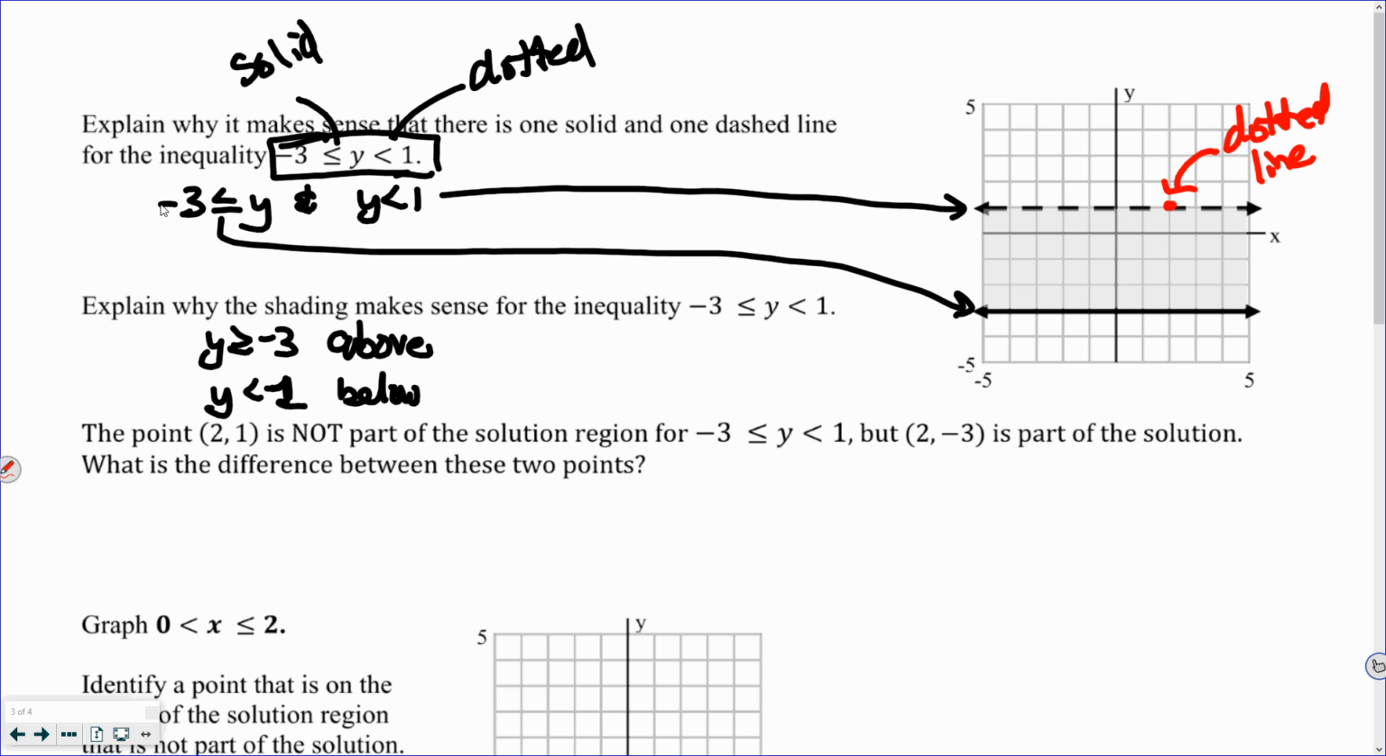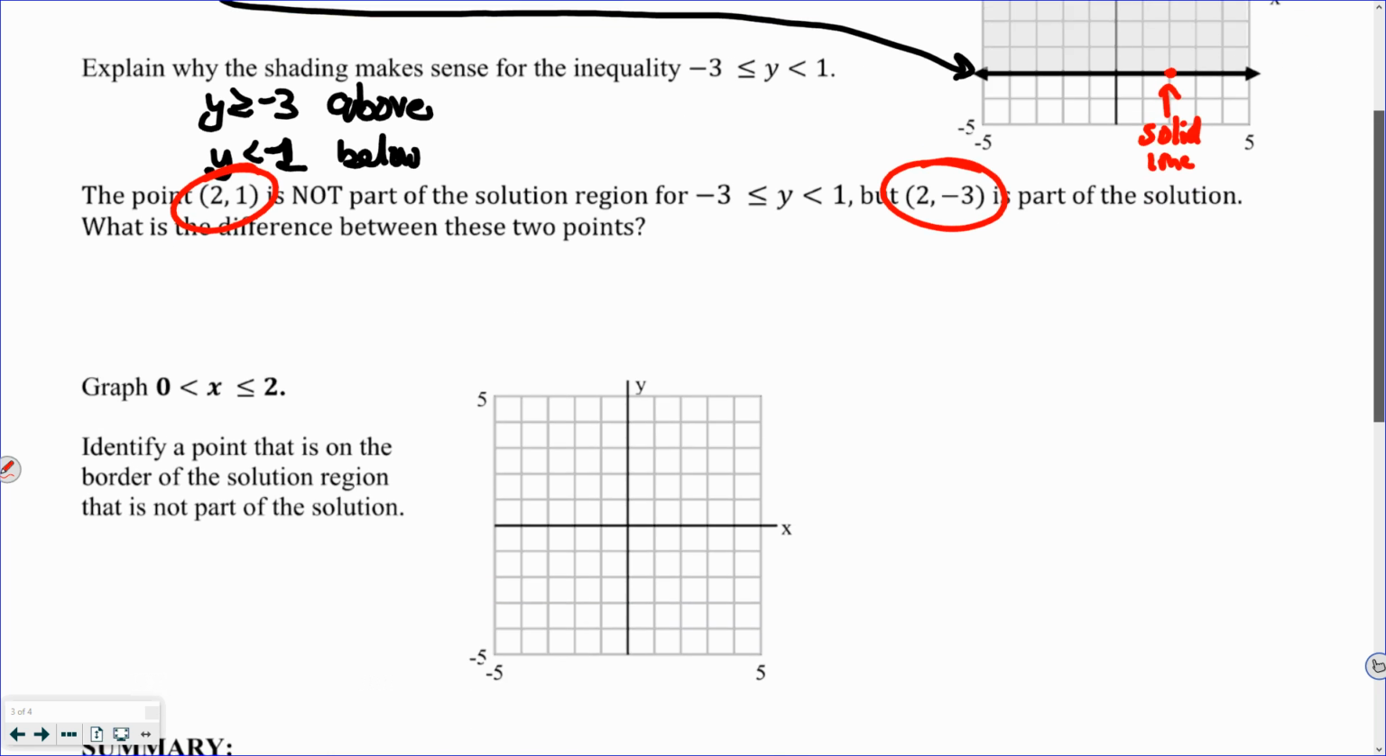Okay, on the dotted line, because you can't include points on the dotted line. But the coordinate (2, -3) happens to be on a solid line, and again, that's because of the greater than or equal to. Since it's solid, it will include the points on that line. So that's why this is a solution. However, that is not. It all depends on where things fall on the dotted line. So let's try one.